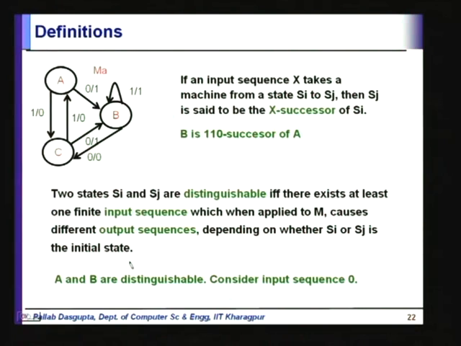If there is no finite sequence for which they are distinguishable, then obviously because this is a finite state machine, there is also no infinite sequence for which they are distinguishable, in which case we mean that if you are in Si or Sj, no matter what input sequences are given, the two will produce the same output sequence. A and B are distinguishable here. For example, consider input sequence 0. If you consider the input 0, then A produces 1. On the other hand, when you are in B, if you give input 0, then the output is 0. So, this is 0, this is 1, so they differ.